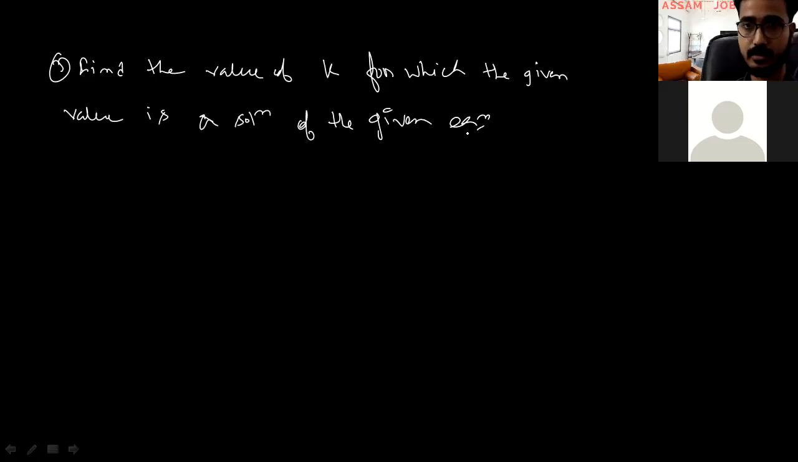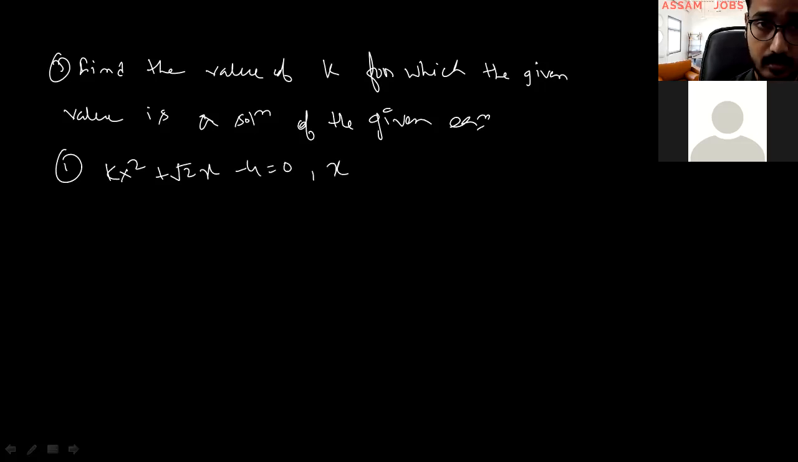Okay, so first write down the first equation. k x square plus root over 2x minus 4 equal to 0, and the value of x is given, root over 2. That means x equal to root over 2 is one of the roots of this equation. So you have to find the value of k. Do this as homework. Just put the value of x here, and you can find the value of k.